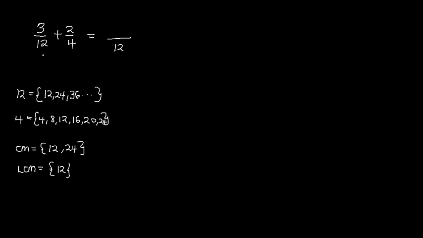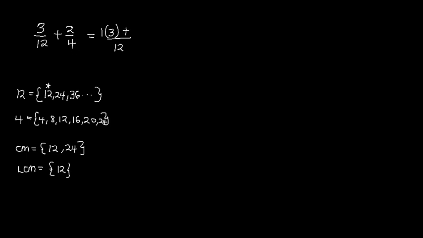Okay, so let's continue. Now 12 will go into 12 how many times? Just once. You count 12 only once to get 12. So that 1 is multiplied by the number on top of the 12, which is 3. Then we bring our addition sign.